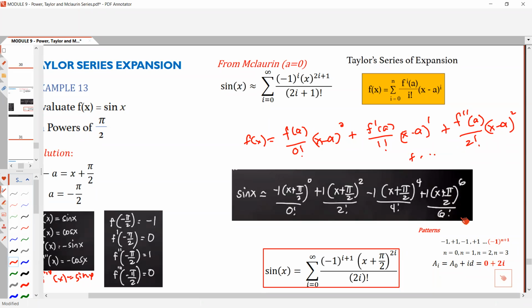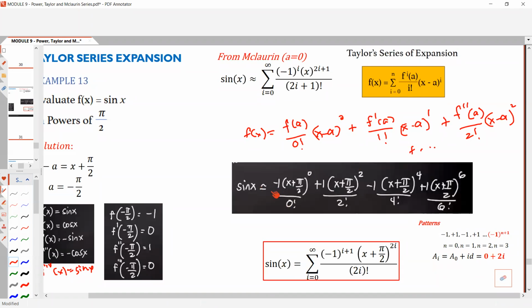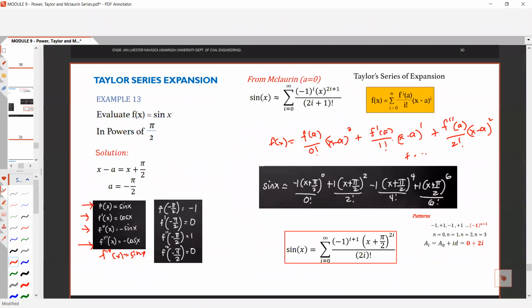Okay, so pasok mo lang natin siya dito. That is simply -1, but is a value of your f of a, -1 times x plus pi over 2 raised to 0 over 0 factorial plus 1 times x plus pi over 2 raised to 2 over 2 factorial. Okay, -1 times x plus pi over 2 raised to 4 over 4 factorial plus 1 times x plus pi over 2 raised to 6 over 6 factorial. Kasi nga yung mga odd numbers is nakakancel kasi ito 0, 0. So what you have left is ito 0, 2, 4, 6, 8. Okay? Yun na yung natira.